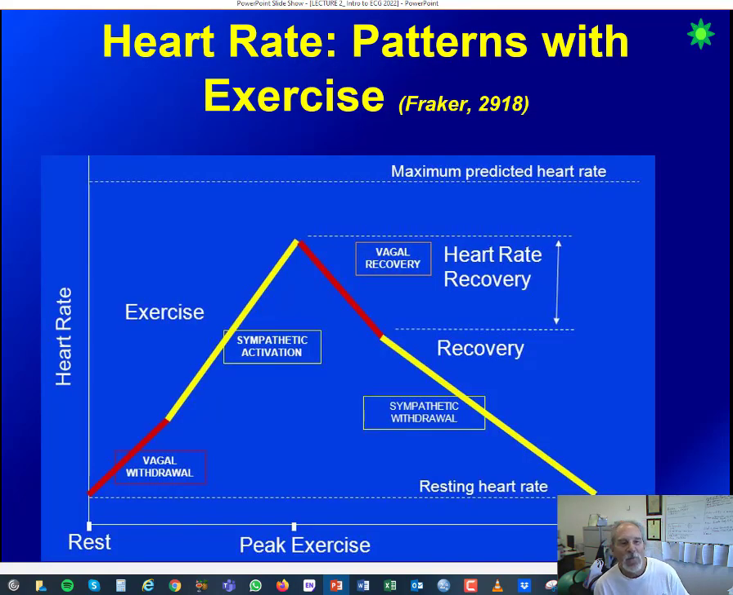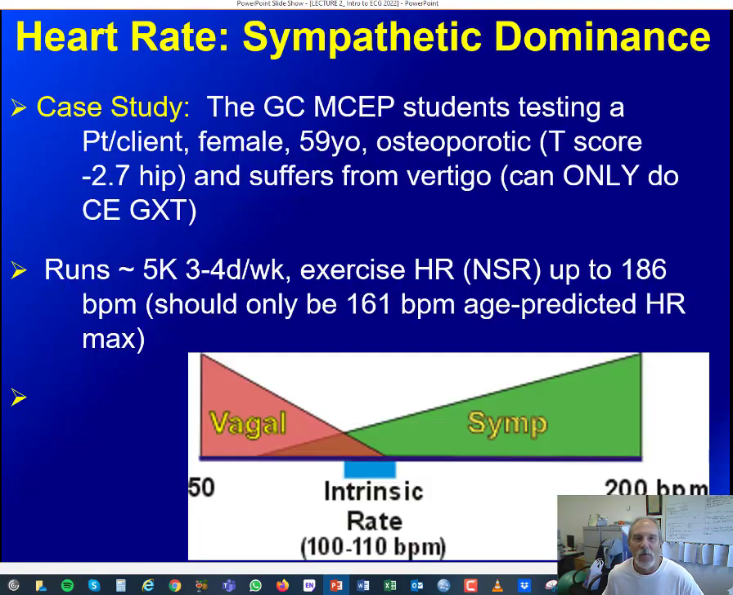So what happens with exercise with heart rate? You know this from your undergraduate days: basically you get vagal withdrawal and sympathetic activation, and we see an increase in heart rate. Then you stop, you're at peak exercise, you go into recovery, and we see vagal recovery, meaning the vagus nerve starts to come in again, but we also get sympathetic withdrawal, and we see the heart rate return back down to near its resting value.